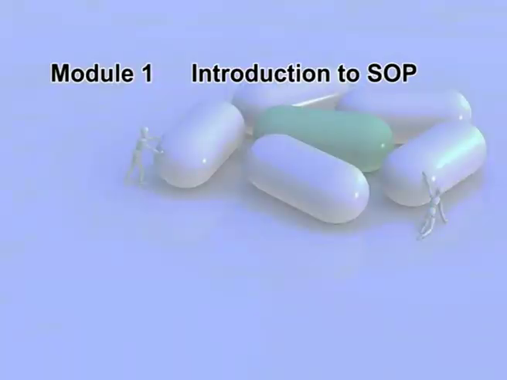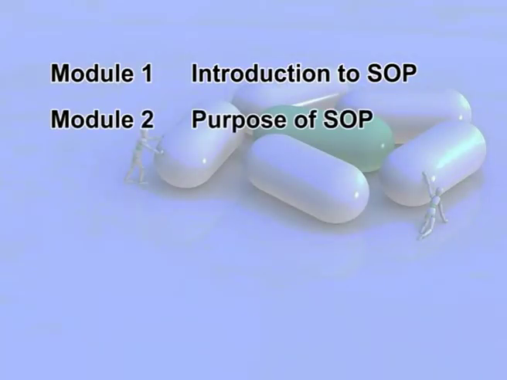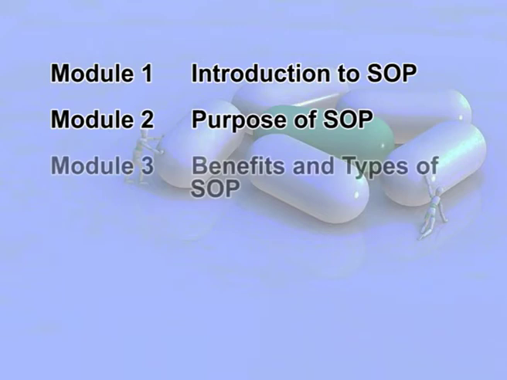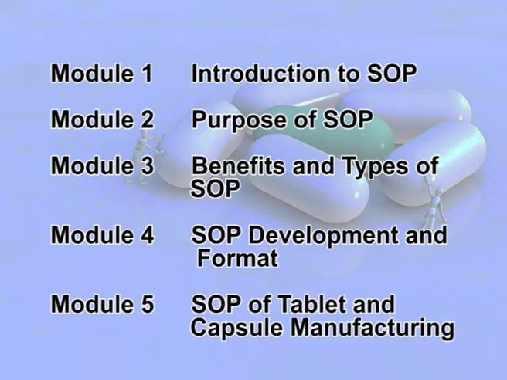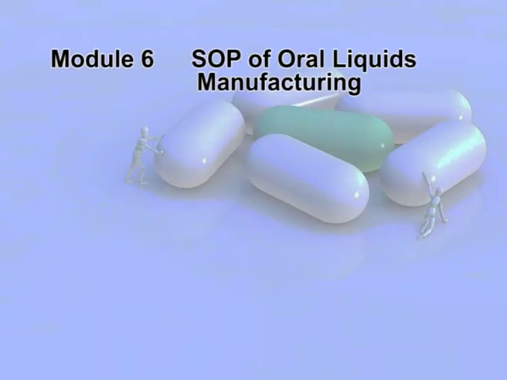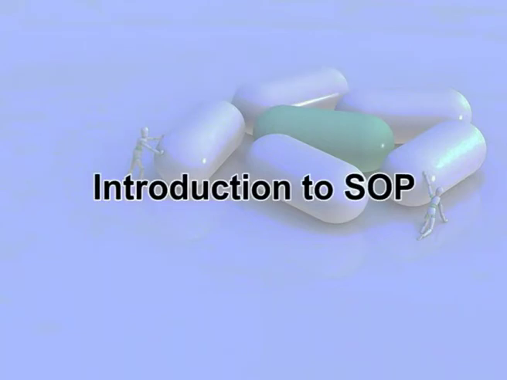Module 1, Introduction to SOP. Module 2, Purpose of SOP. Module 3, Benefits and types of SOP. Module 4, SOP development and format. Module 5, SOP of tablet and capsule manufacturing. Module 6, SOP of oral liquids manufacturing. Let's start with the introduction to SOPs.